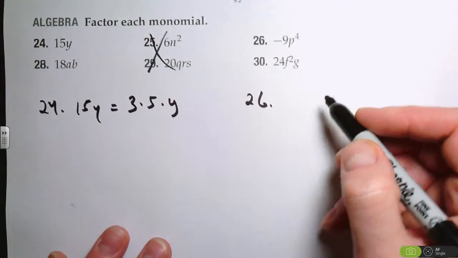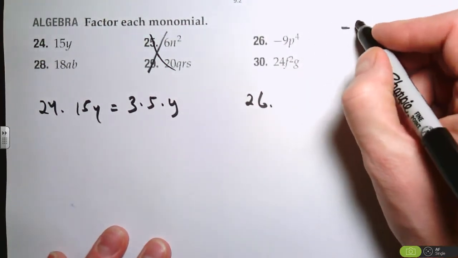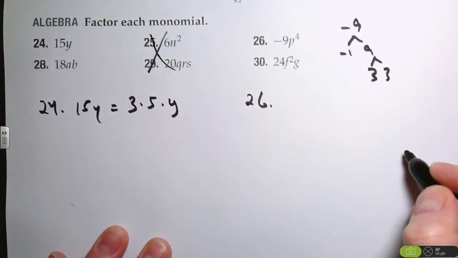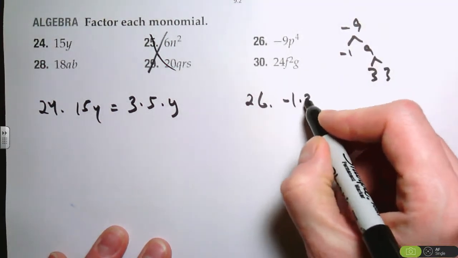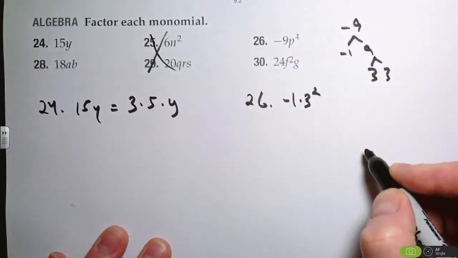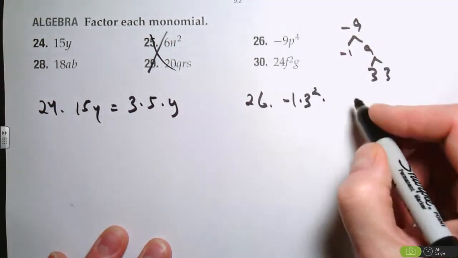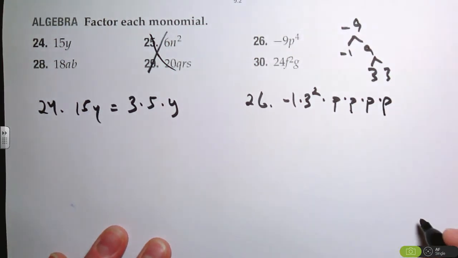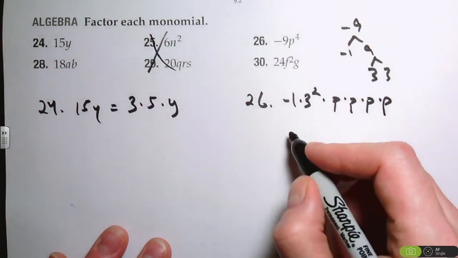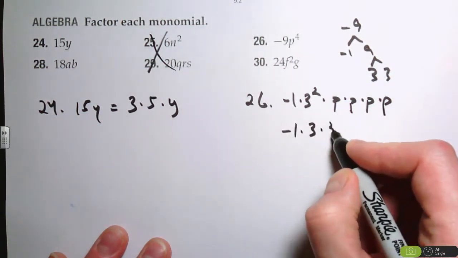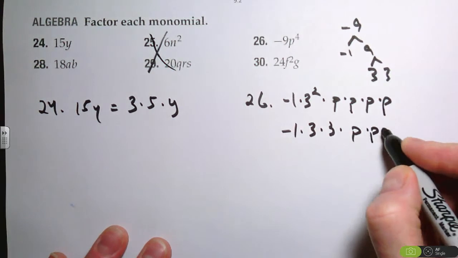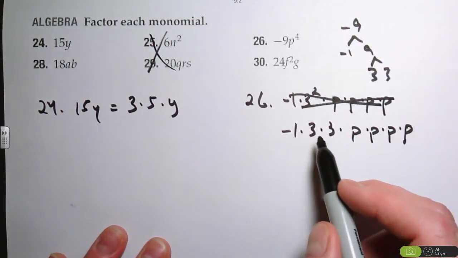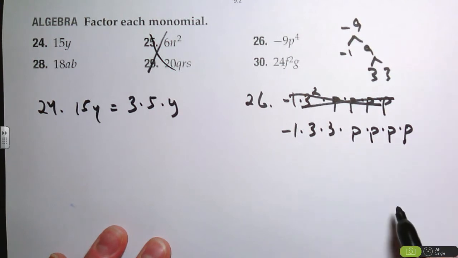26 is a little more complicated. You've got this negative 9 to break down. Negative 9 is negative 1 and 9, and 9 is 3 and 3. So it's negative 1 times 3 twice, which we would say then is 3 squared. And then p to the fourth is p times p times p times p. Okay. Or we could say for this, which I think actually now that I'm looking at this, I think this is what we'd actually do. Yeah. We don't write it as 3 squared, we just do negative 1, 3, 3, p, p, p, p.